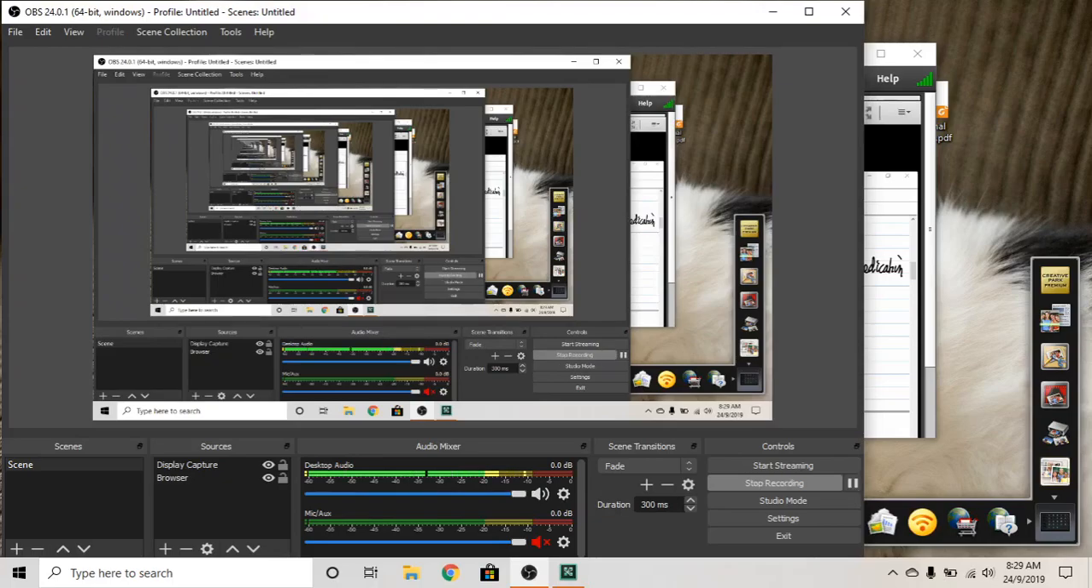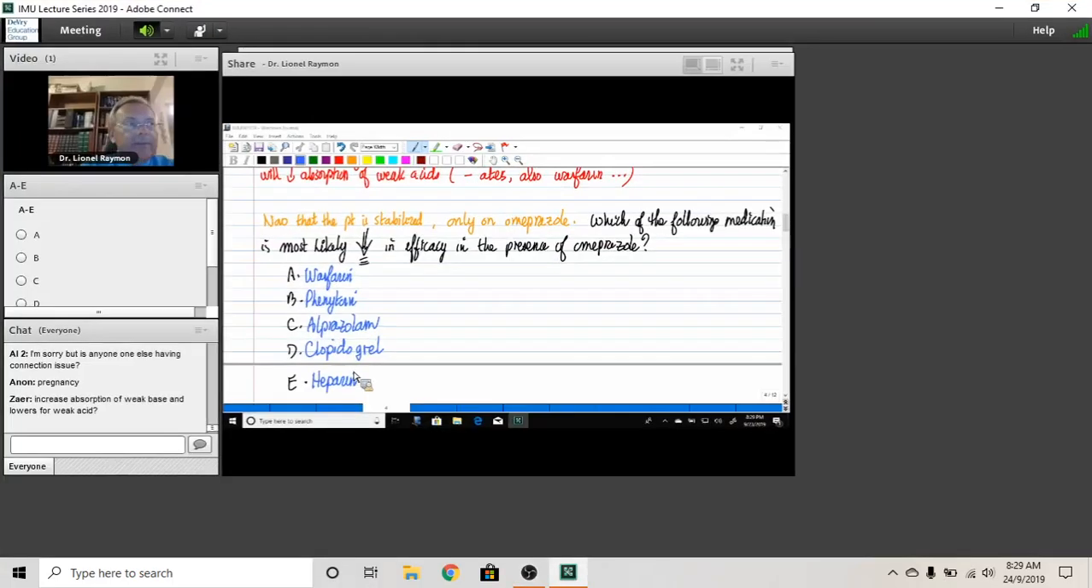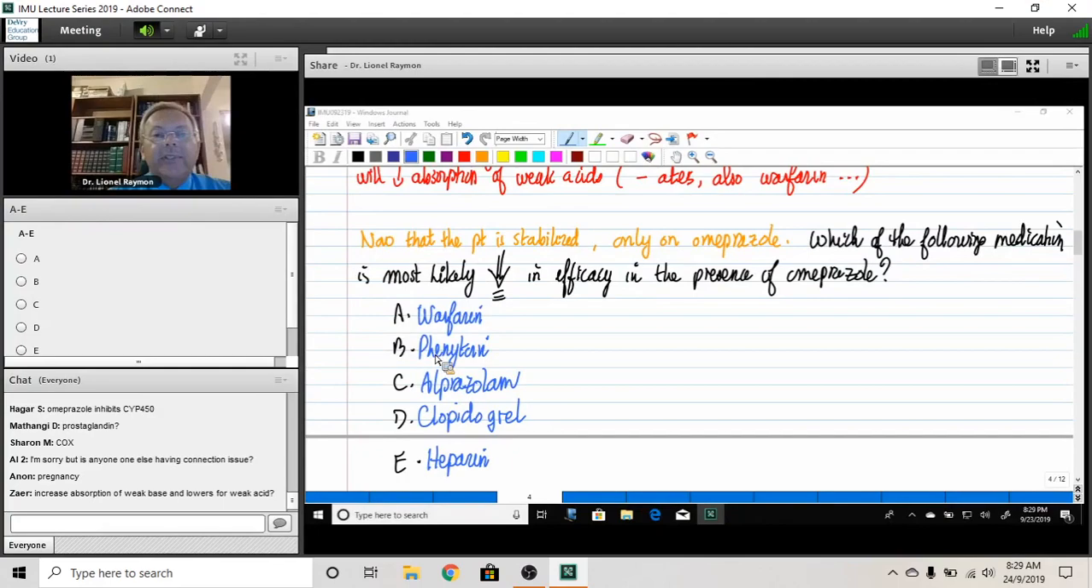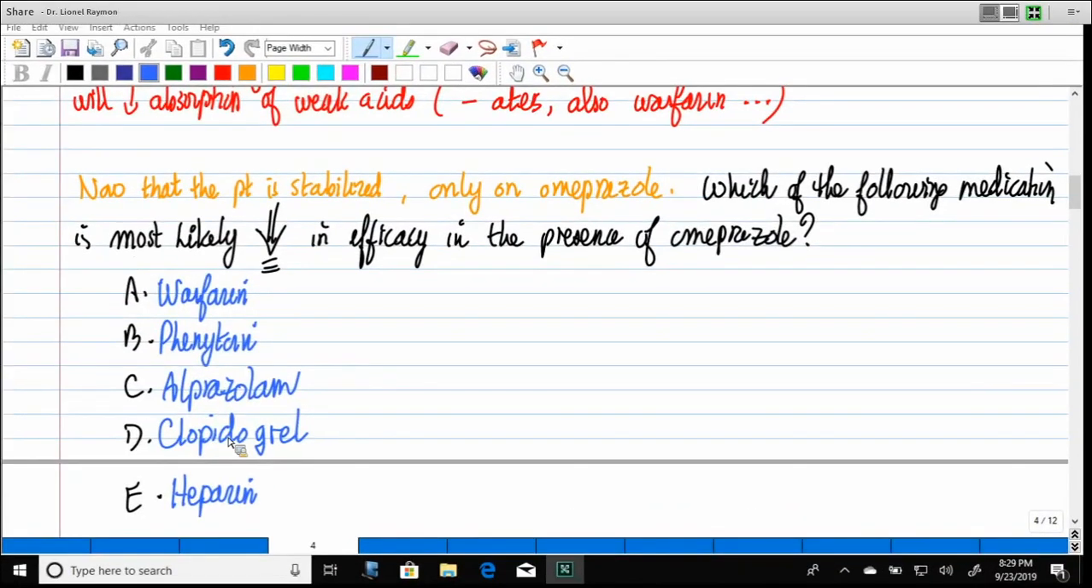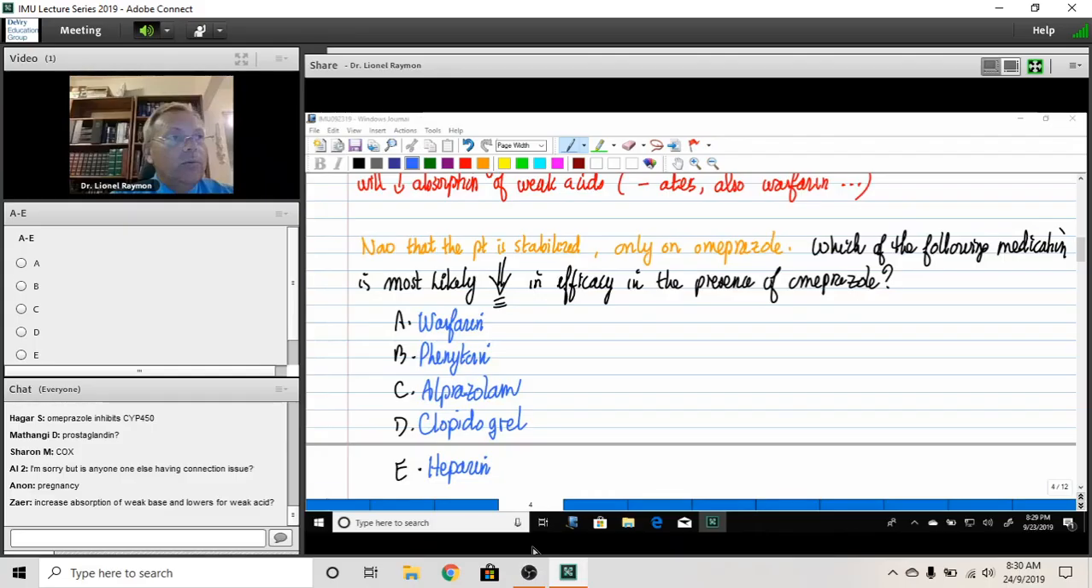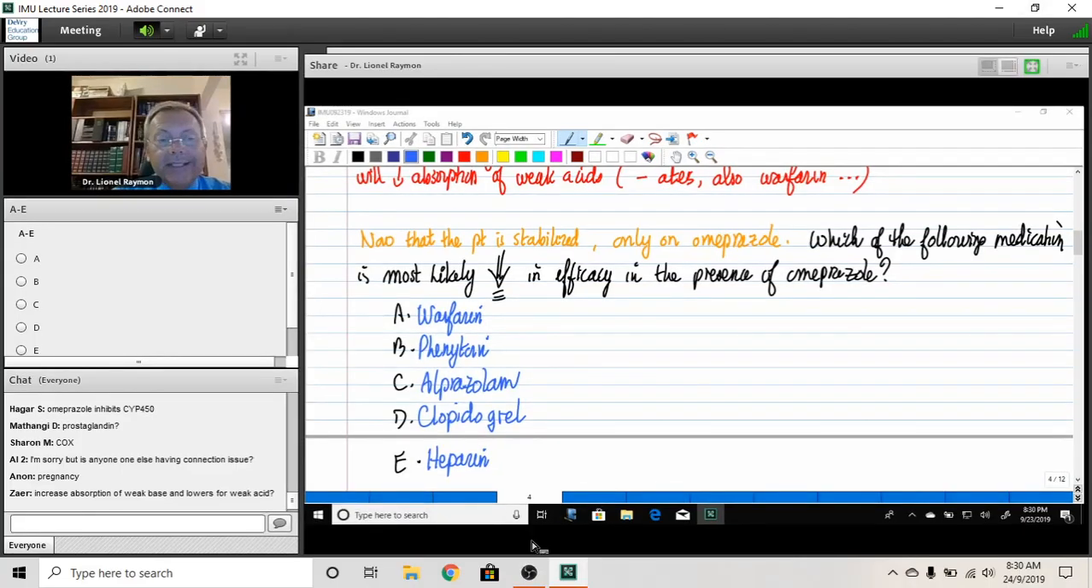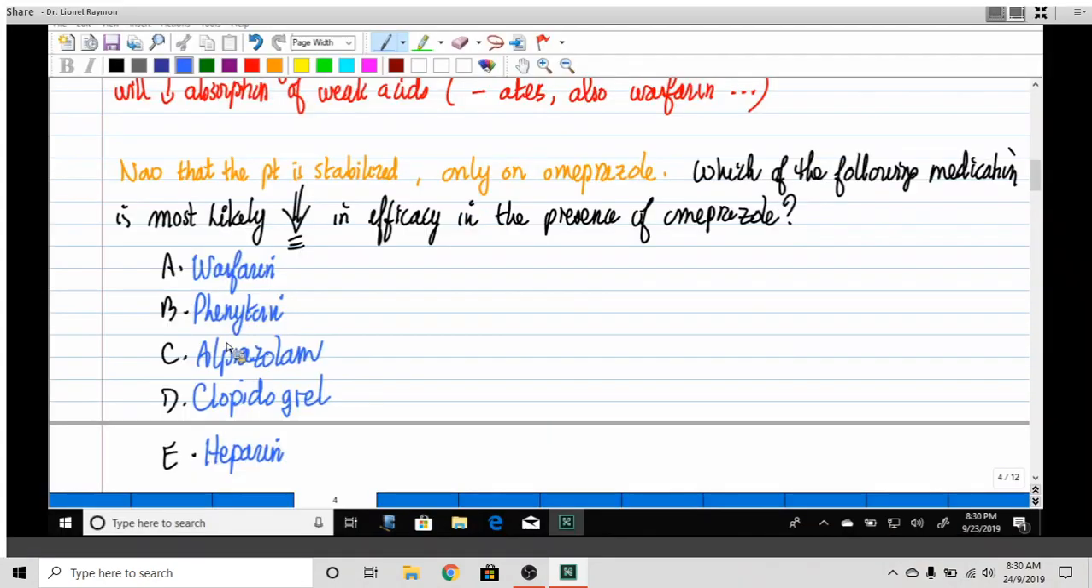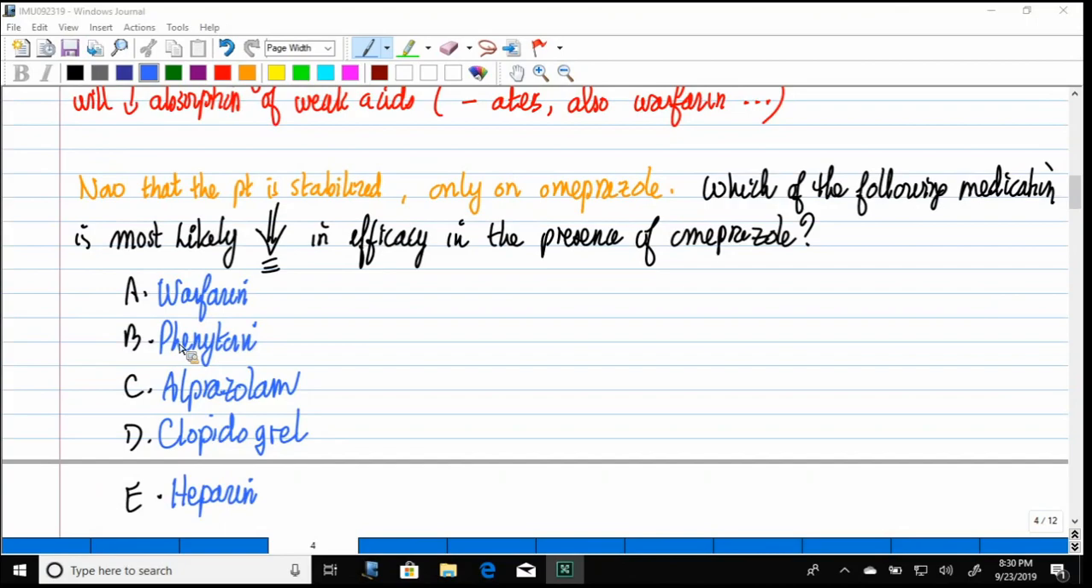Your choices. Which of the following medications is most likely decreased in efficacy in the presence of omeprazole? Would it be warfarin, phenytoin, alprazolam, clopidogrel, or heparin? Tell me.